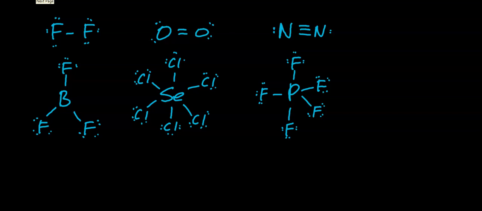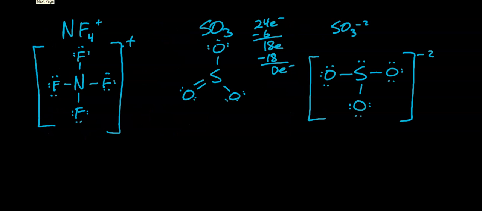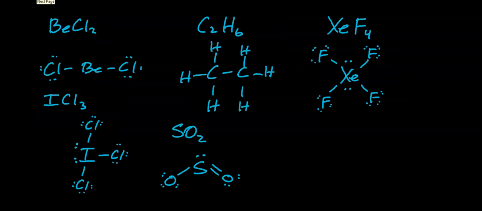F2, O2, and N2, all of them have nonpolar covalent bonds. It is the only bond in the molecule. Therefore, all 3 of those are nonpolar. We don't do polarity for polyatomic ions, so we'll skip the NF4 plus and the SO3 minus 2. So let's go to SO3, sulfur trioxide. You have 3 oxygens attached to the central atom. This molecule is symmetrical, therefore it is non-polar. BeCl2, 2 chlorines. Molecule is symmetrical, non-polar. ICl3, 3 chlorines and 2 lone pairs. That molecule is polar.